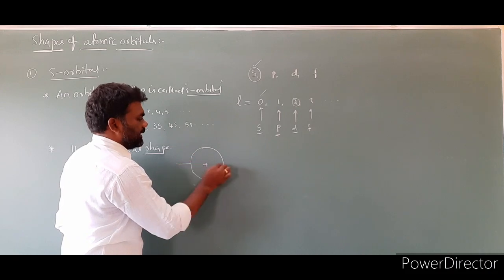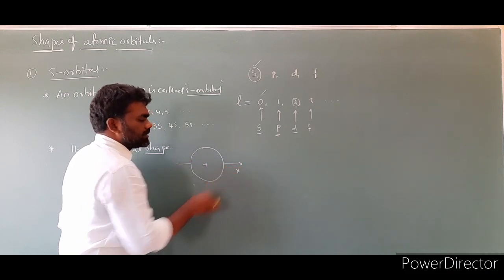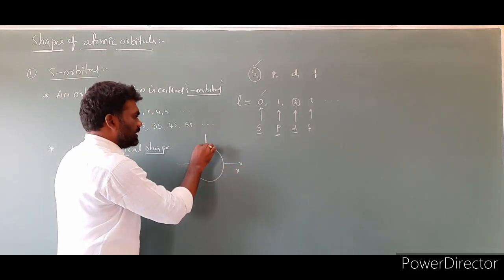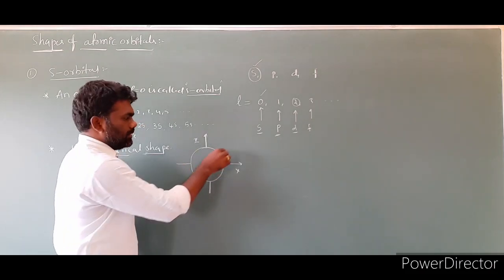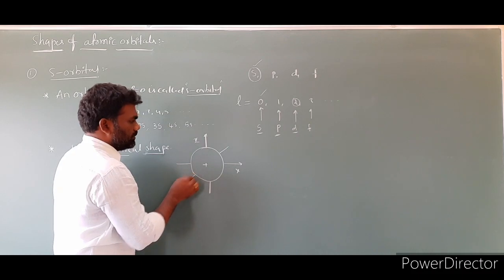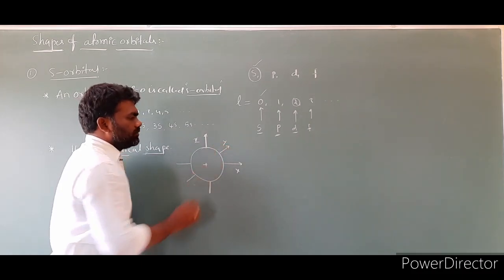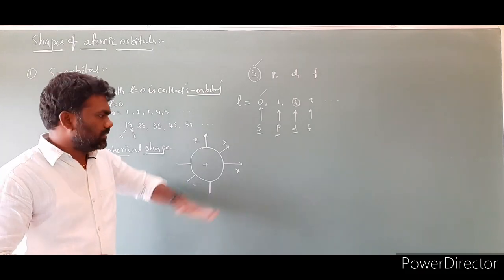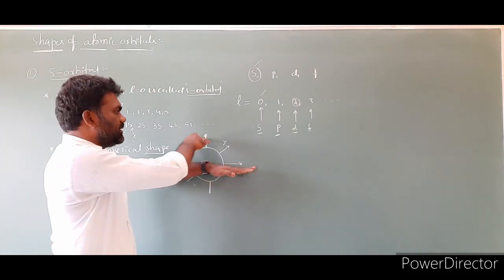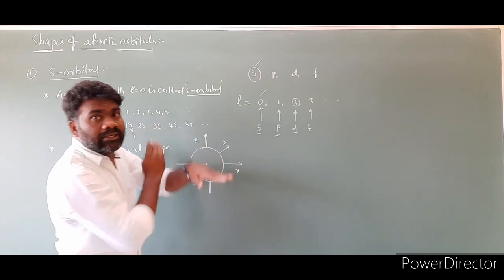So this is x coordinate, this I am labeling as a z coordinate, and this is a y coordinate. So we are representing like this. Actually the coordinates are perpendicular to each other. This is x coordinate, this is a z coordinate. So both are perpendicular to each other.